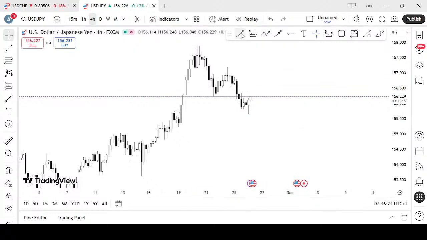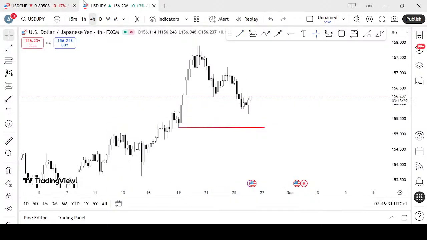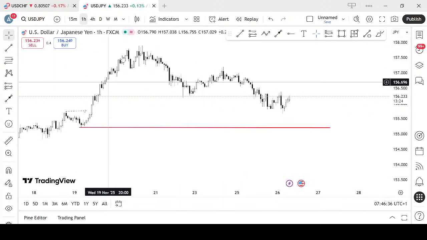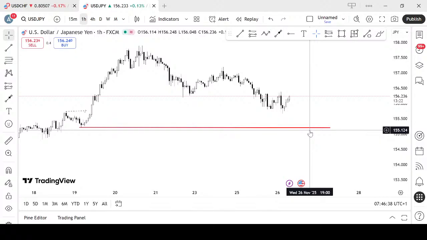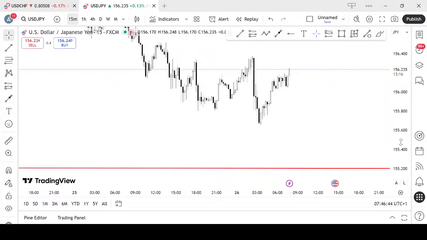So this is the protected low on the 4 hour time frame on USD, and within this impulse move from this low to this high, also be looking for the bullish engulfing either on the 15-minute time frame or the 1 hour to confirm a buy position.